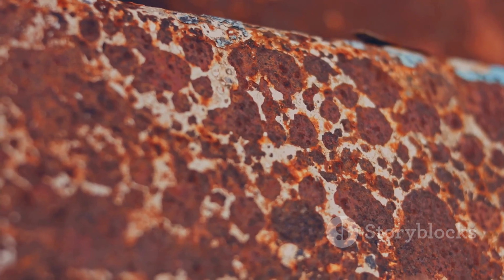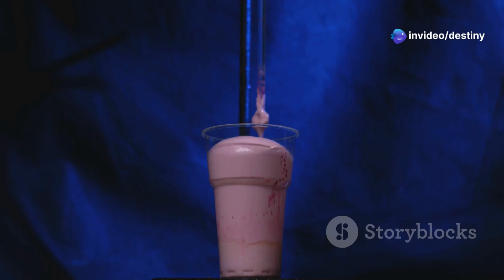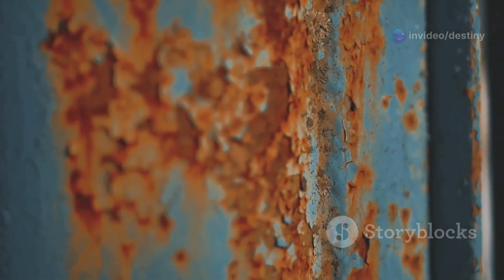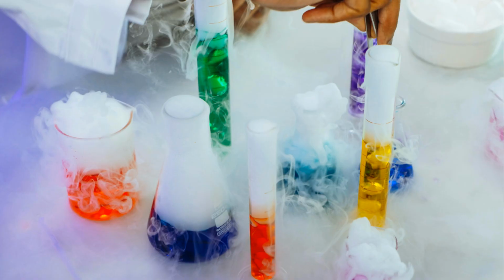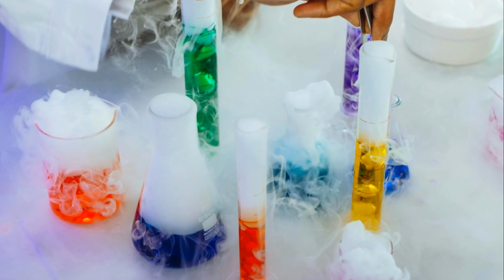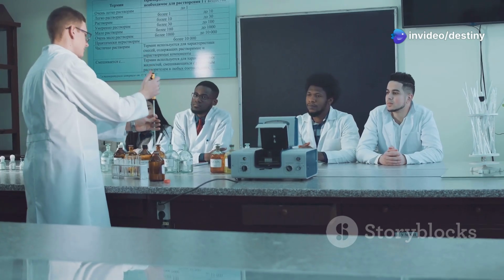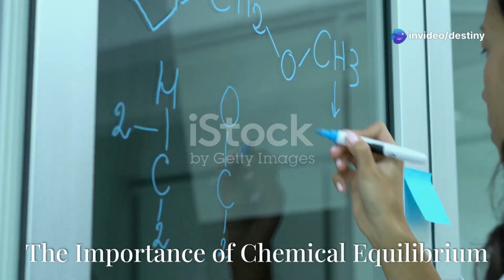The formation of rust. Rust forms when iron reacts with oxygen in the presence of water. This reaction is also reversible and reaches equilibrium. Understanding this equilibrium can help us prevent and control rust formation. These are just a few examples of the many reactions that exhibit equilibrium. As you delve deeper into chemistry, you'll encounter countless others.